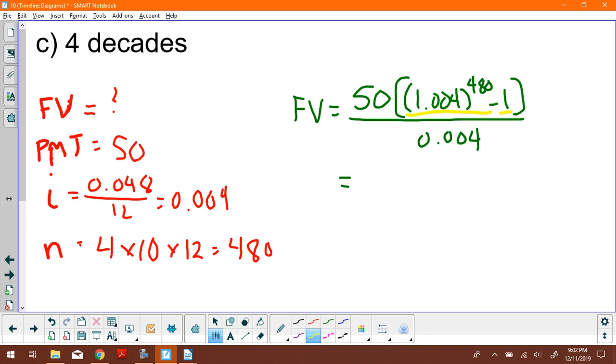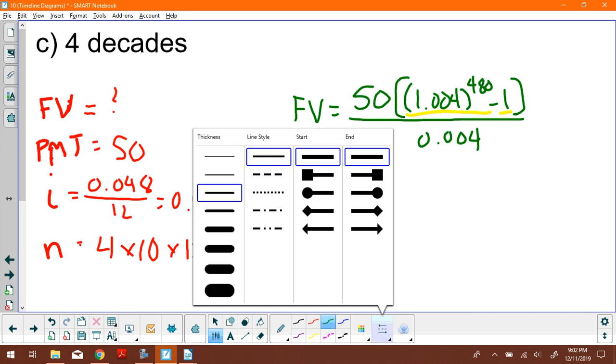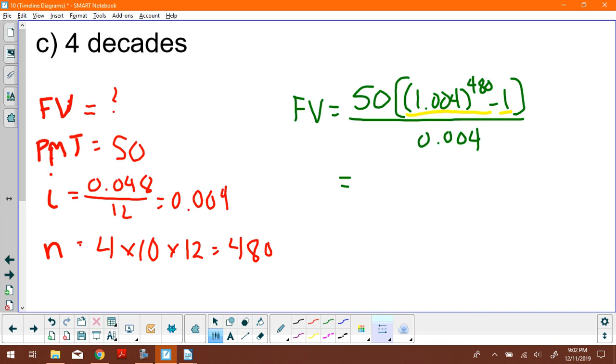So when we ran that through, I got $72,436.07, rounding it off. So that's how much that's worth. Again, as a little check to make sure this seems reasonable, I'm going to take the 50 and multiply that by 480 and see what I get.